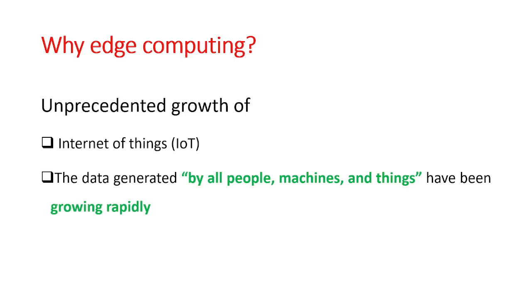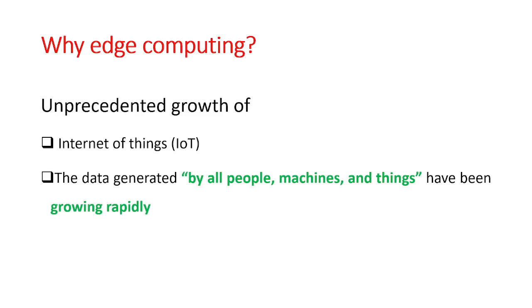So the first area is Internet of Things. The domain of Internet of Things is growing. That means more and more people are installing more and more smart devices across the globe. And the second one is the huge amount of data generated by all people, machines, and things, which has been growing rapidly.